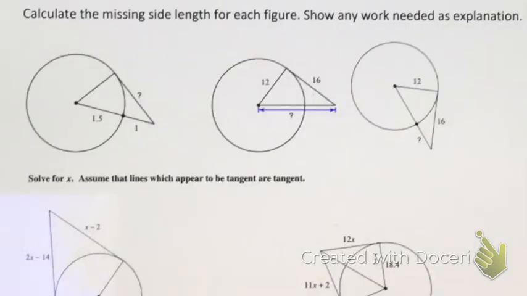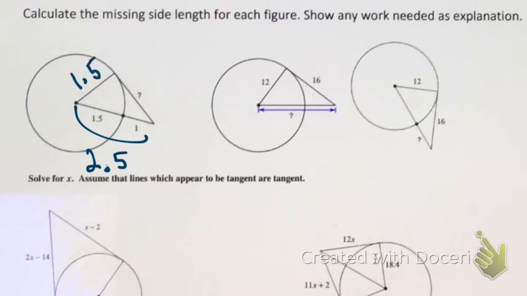Missing side lengths. Oh, let's see. A lot of this is Pythagorean theorem based, so we're going to use that. Some of it's trig based. Let's take a look at what we got here. This side length right here is 1.5 plus 1, so it is 2.5. This side length over here is 1.5 because it is a radius.